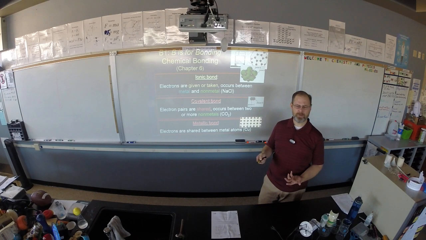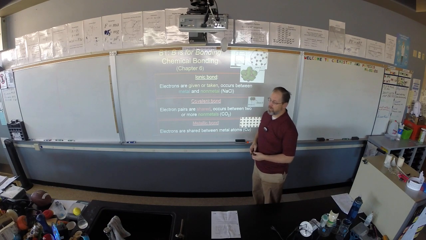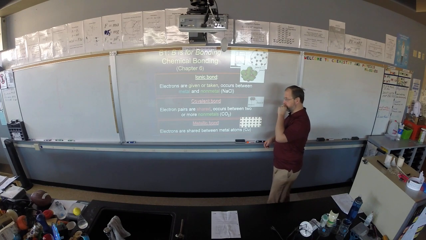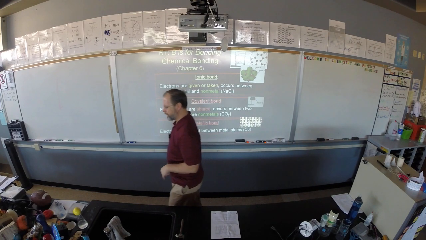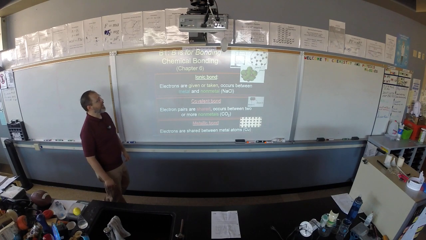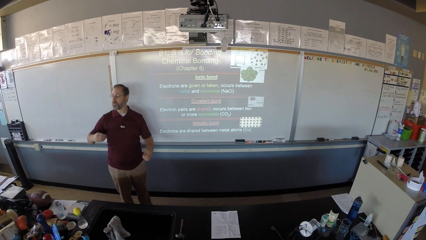Okay, so far so good? Yeah. Okay, with that, there are three kinds of bonds that we're going to study today. Okay, the first type is an ionic bond, where an atom gives up an electron or takes an electron and becomes an ion.